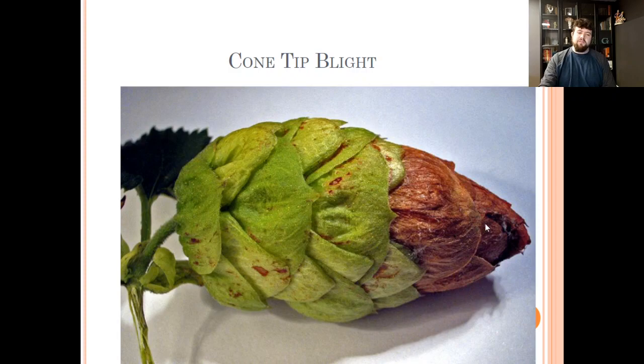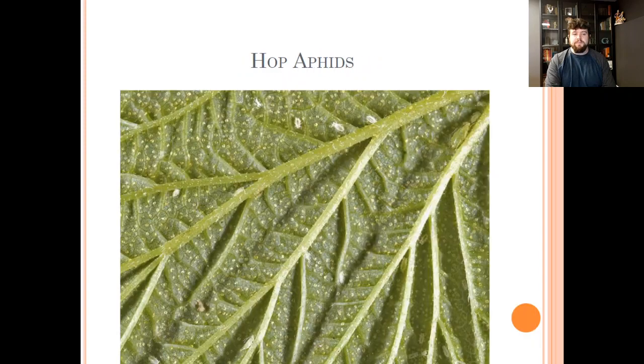What you actually see is it starts breaking down the end of the cone. If you try to use these hops, they are not going to taste good in your beer. So if you notice this, it's best to cull the infected cones as soon as possible.